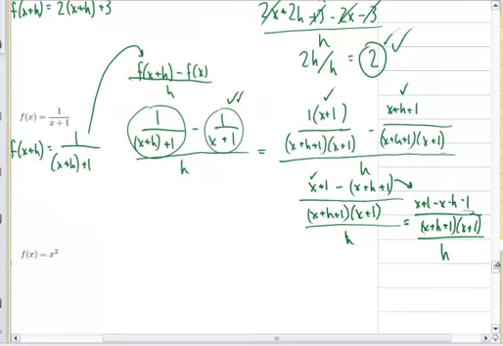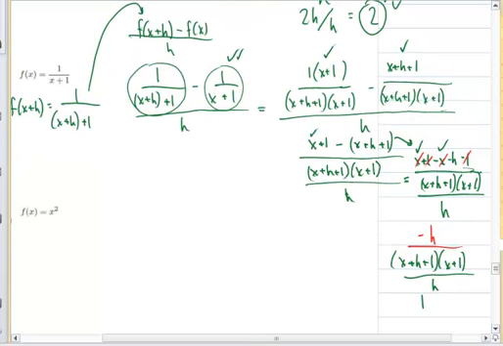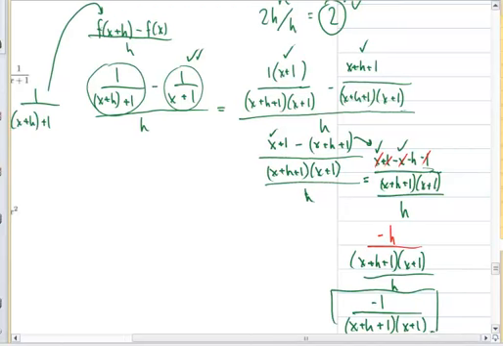And if you look at what simplifies in the top, the x's cancel, so they're going to be gone. The 1's cancel, and you're going to be left with just negative h over that ugly looking trinomial times a binomial all over h. Well, here's the good news. The h's cancel. So we end up getting negative 1 over x plus h plus 1 times x plus 1. And this would be your final simplified difference quotient.